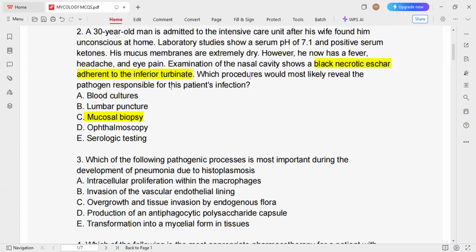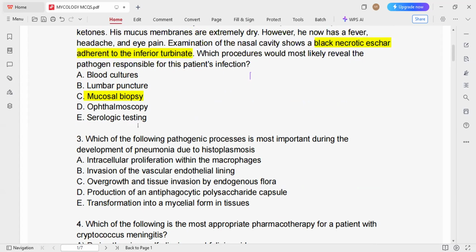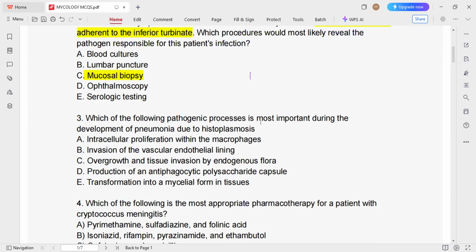Then number 3, which of the following pathogenic processes is most important during the development of pneumonia due to histoplasmosis? So you guys, there are certain fungi that cause pneumonia. We have histoplasmosis, blastomycosis, coccidioidomycosis, paracoccidioidomycosis. Okay, I know the names are large, but it's good you classify them like that.